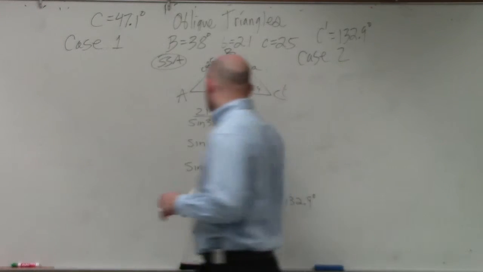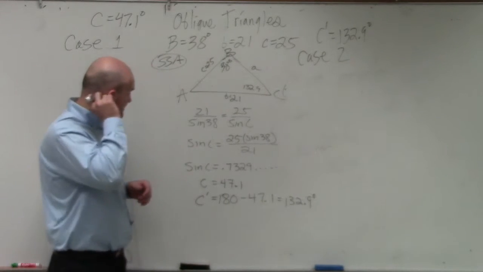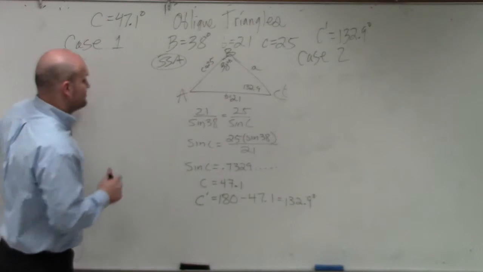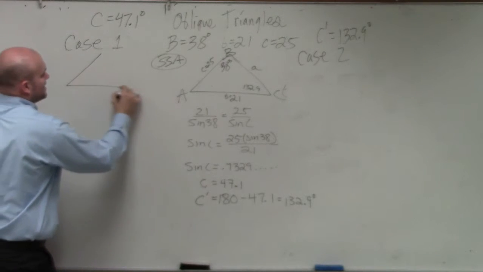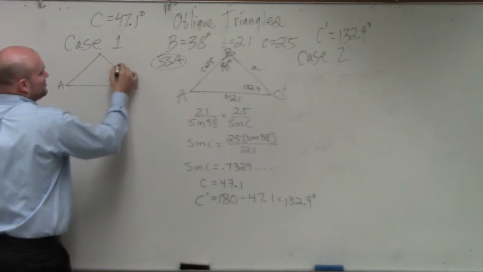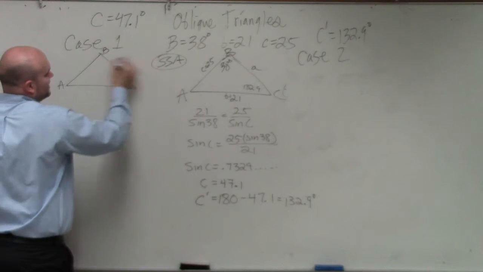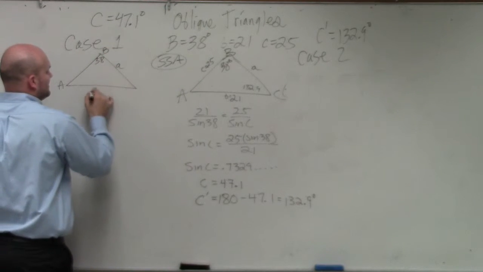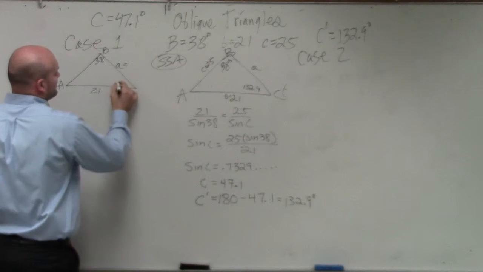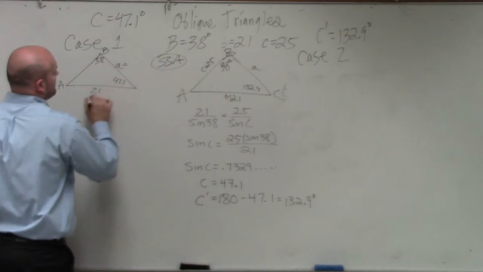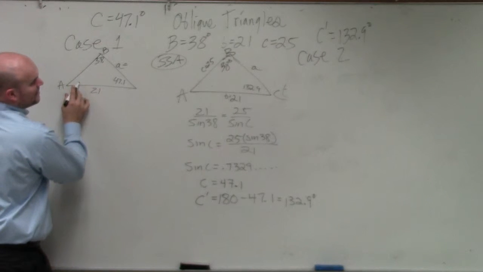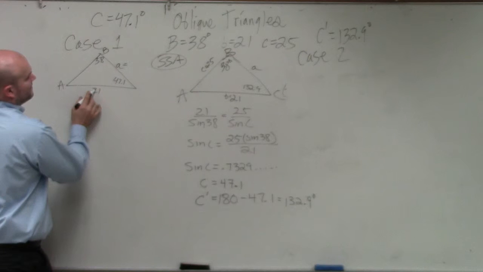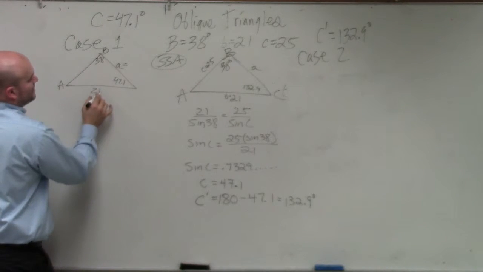OK, so now we still have to solve both of these. We have case 1 and case 2. For case 1, what I always like to do, ladies and gentlemen, is just draw the triangles again. I think it's so much easier to realize. Now, you could say, I already have the triangle drawn. That's perfectly fine. Just leave it like that if you like. So therefore, this would be 47.1 and 21. And what was A? Did we know A or C? C is 25. B is 38. B is 21. C was 25. Where's 25? Oh, there we go.